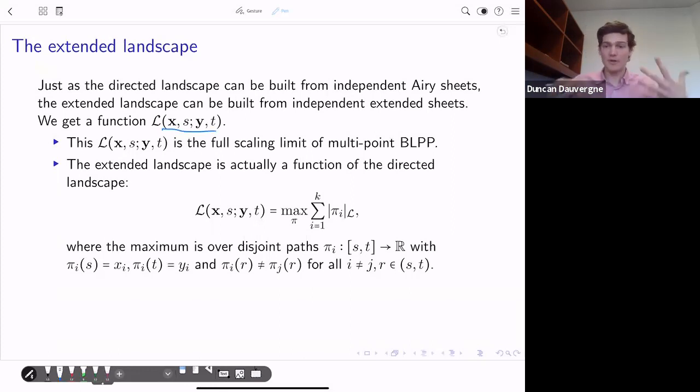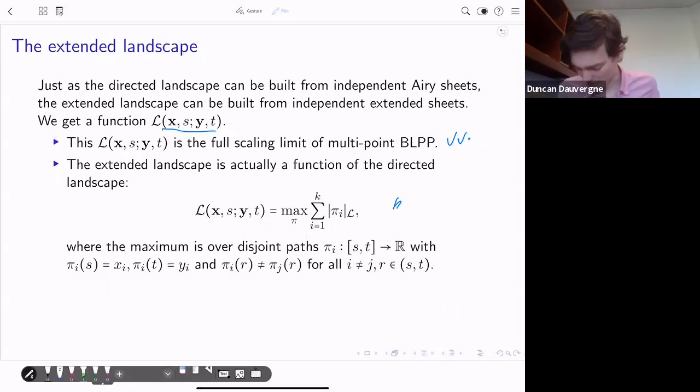And you can ask, well, when you do this, you should expect a couple of things. First, just like the extended Airy sheet was a scaling limit of multi-point Brownian last passage between two fixed lines, this should be a full scaling limit of multi-point Brownian last passage. And this is actually not very hard to check, beyond satisfying some technical tightness things. The second thing you should expect is that you can express the extended landscape in terms of the original directed landscape.